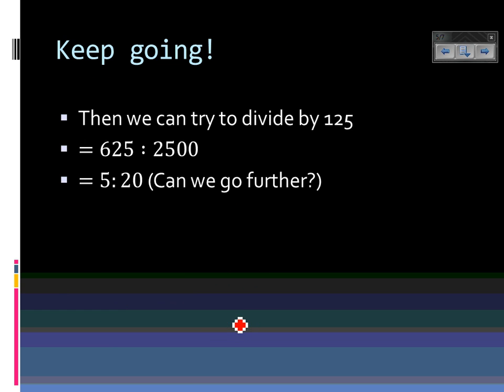Once we got there, we can keep going. We just need to divide by whatever goes into it. In this case, 125 is a really good one. So I divided them all by 125, and I get 5 to 20. Now, can I go further? Well, yeah, I actually can. 5 goes into 5 once, and 5 goes into 20 four times. Not exactly what we were looking at when we started.